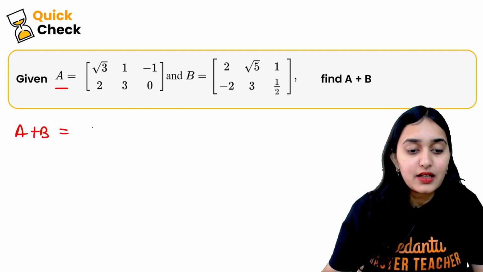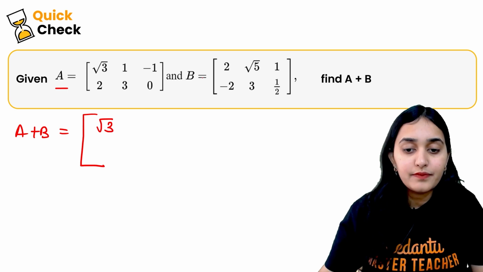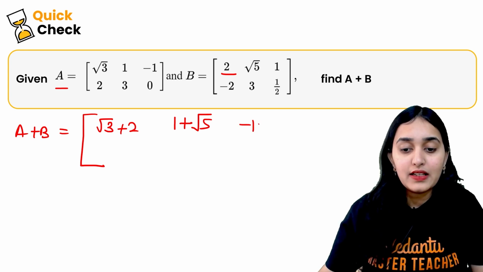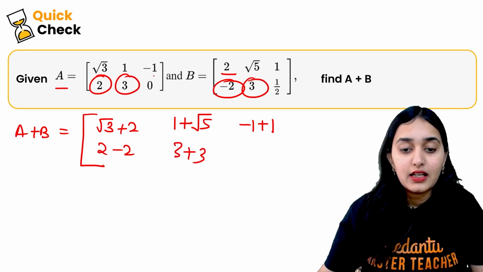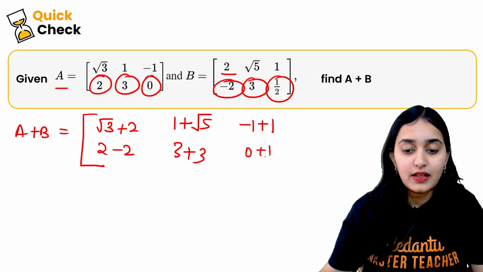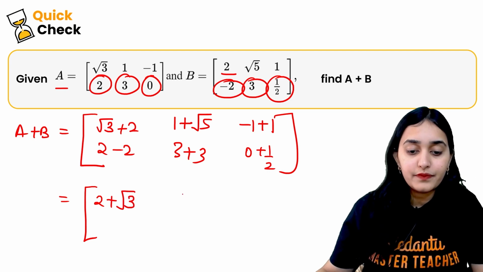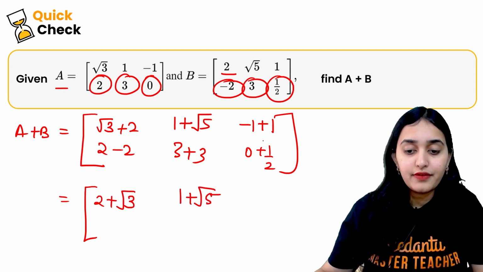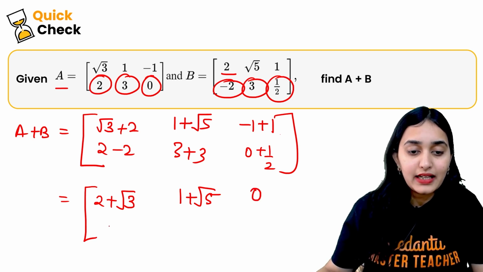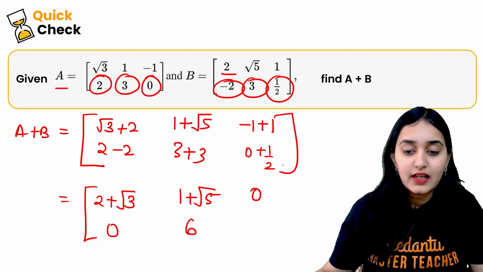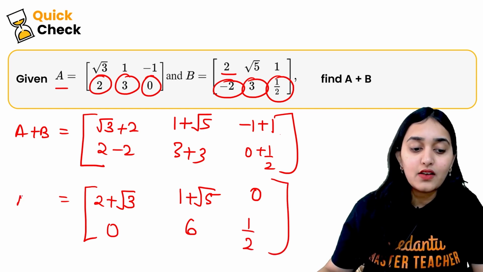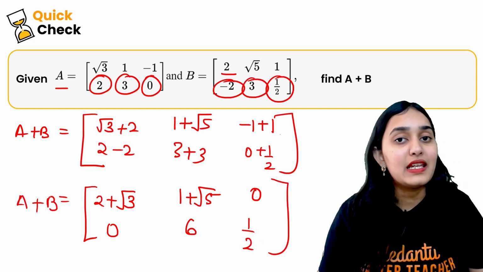A plus B will be equal to root 3 plus 2, 1 plus root 5, minus 1 plus 1, 2 minus 2, 3 plus 3, 0 plus 1 by 2. So this is 2 plus root 3, 1 plus root 5, 0, 0, 6, 1 by 2. And this is your answer. This is A plus B matrix.